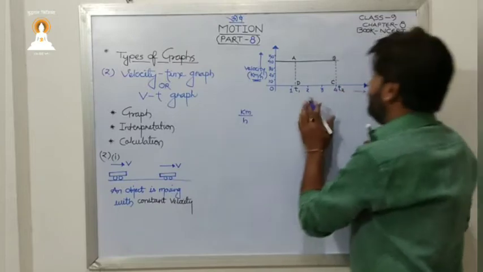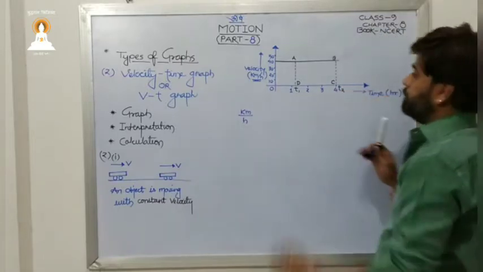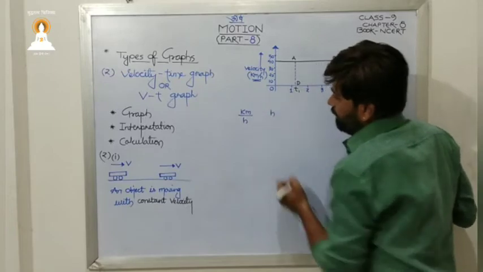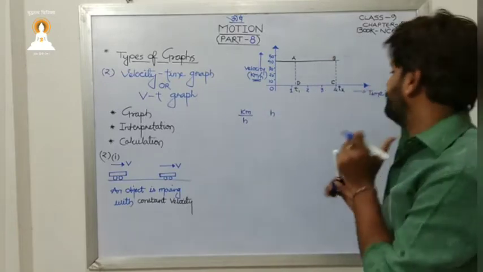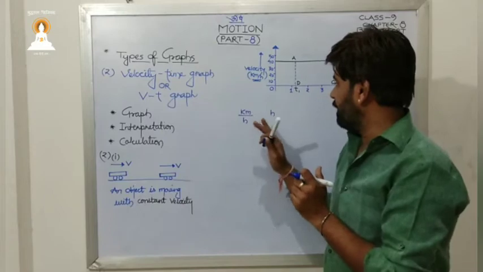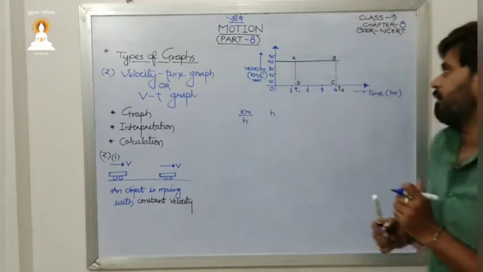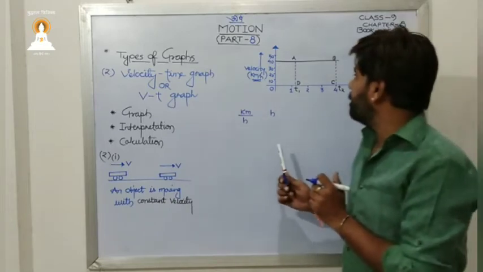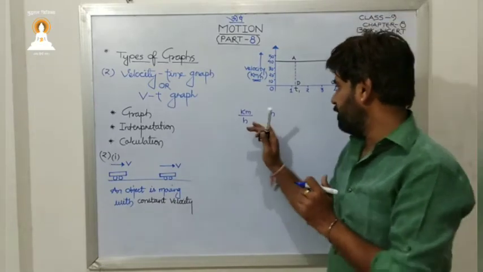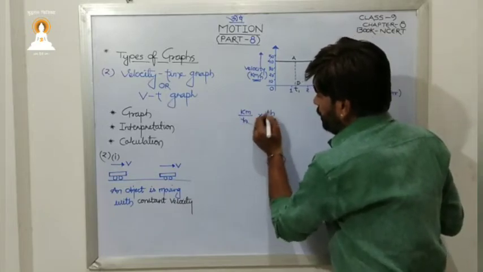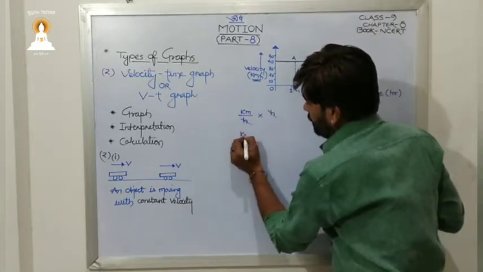Likewise, the surname used for time is hour. Now see, listen carefully. This is kilometer per hour and this is hour. If you multiply them, what will you get? You will get kilometer.